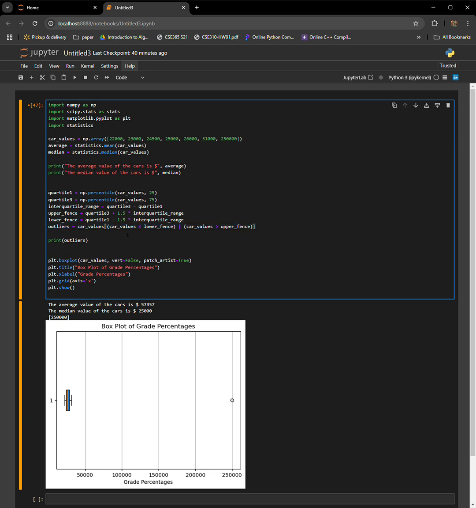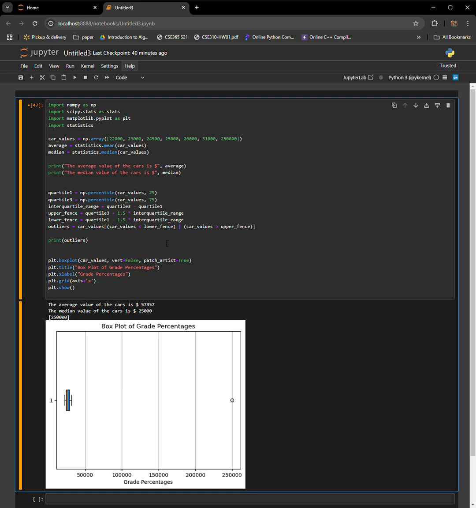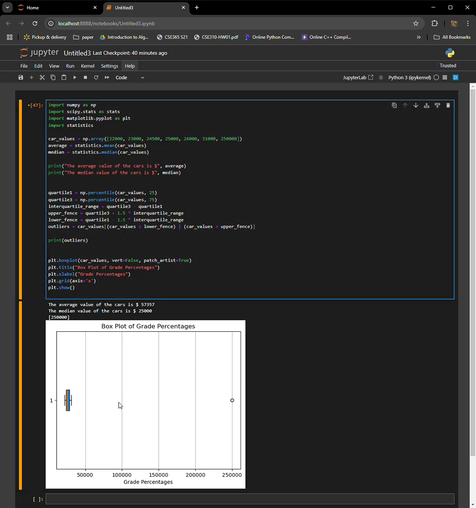So you're saying the values of the cars that are lower than the lower fence, or values of cars that are greater than the upper fence, are considered outliers. So we're combining that group here, and then we're just printing which values, which we obviously know is the $250,000 car. And then you can see that on a graph here, all of the members of the group have car values in this range besides the one member who has the very expensive car.